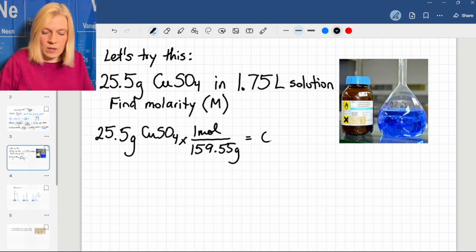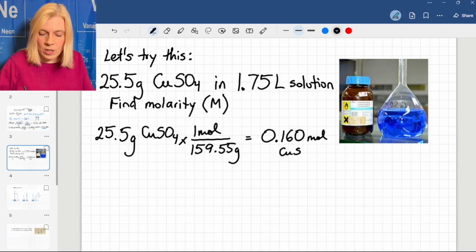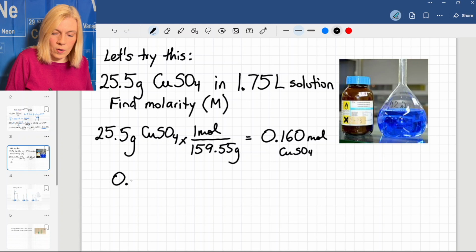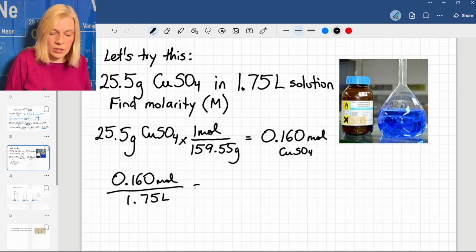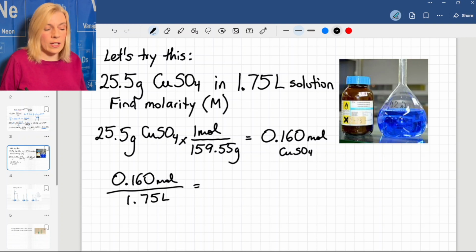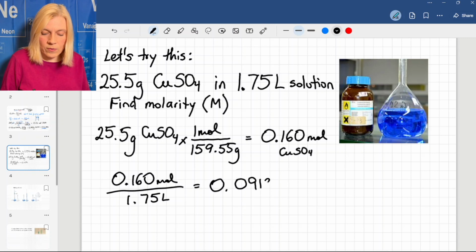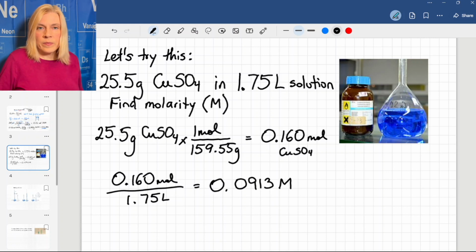So that will give me, with my correct number of sig figs, 0.160 moles of copper(II) sulfate. And now here is my moles. I have 0.160 moles per 1.75 liters. Plug and chug into your calculator, and we have a 0.0913 molar solution. Remember, 3 sig figs. So here it is. It wasn't too hard, right?